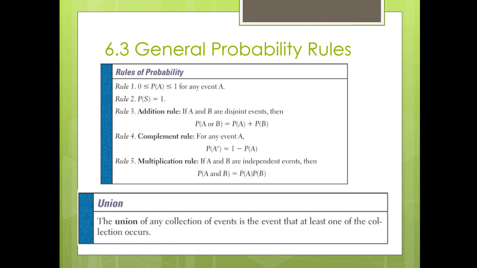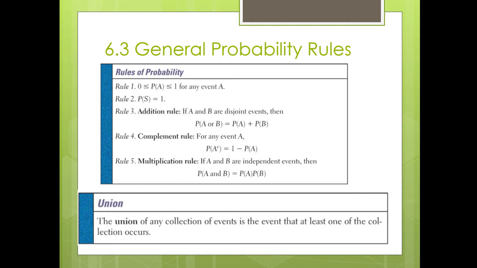Welcome to the 6.3 video, the last video for the general probability section of our course. On this page you will see the list of the rules we talked about so far: that probability falls between 0 and 1, the probability of a whole sample space is 1, and then the special addition and multiplication rules for special cases.